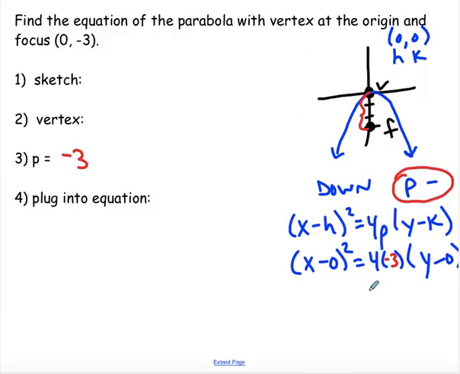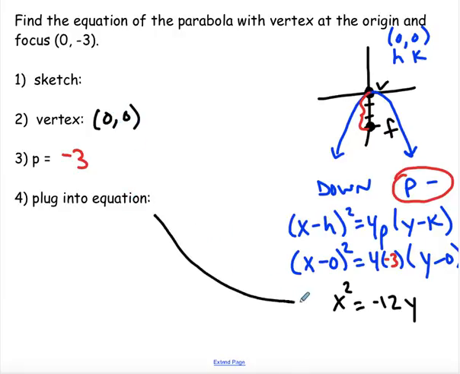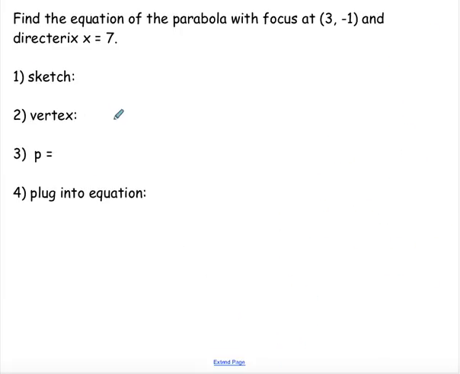So now you don't need the -0. You could just say x² = 4 times -3, which is -12, and then (y - 0) you could just say is y. So the vertex was at the origin, and then here's our equation. Okay. Next one.